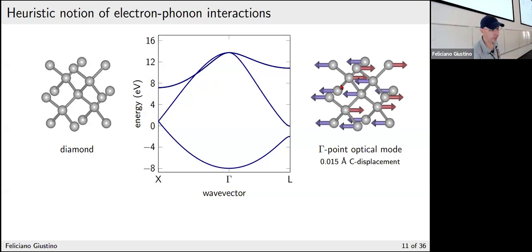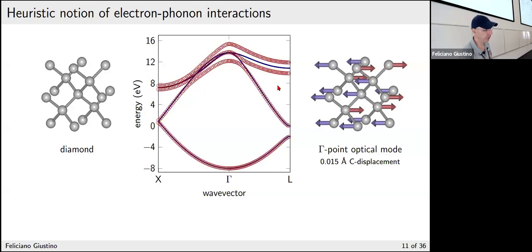So the snapshot that you see here is basically an optical mode in diamond. It's basically a vibrational mode where nearest neighbor atoms are vibrating against each other. Okay, a very simple optical mode. So what I basically did here is to freeze this vibration and then recompute the band structure. And what you see is that there are some changes.